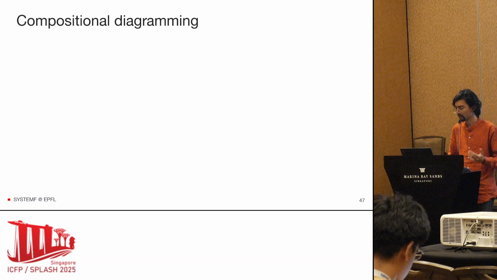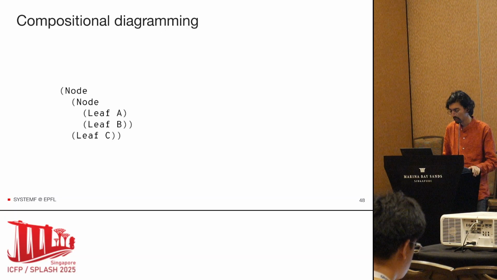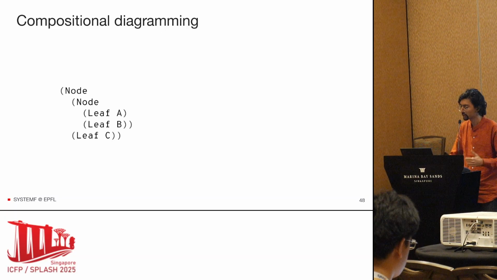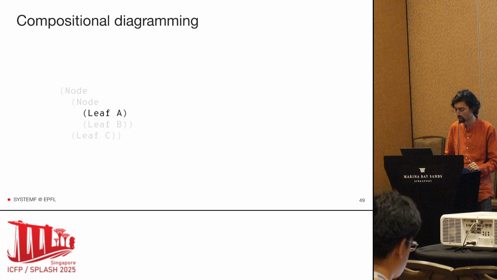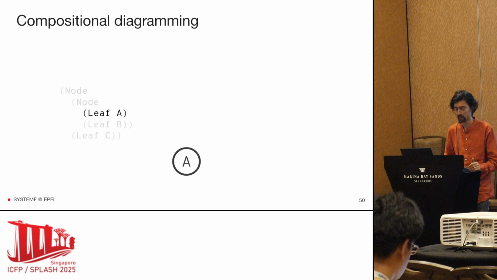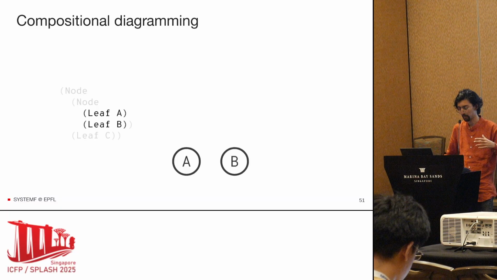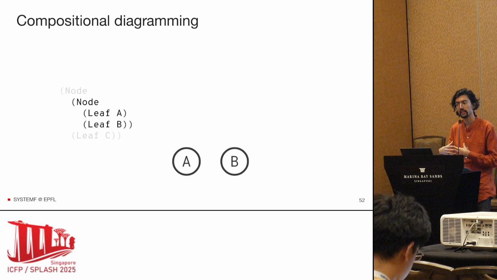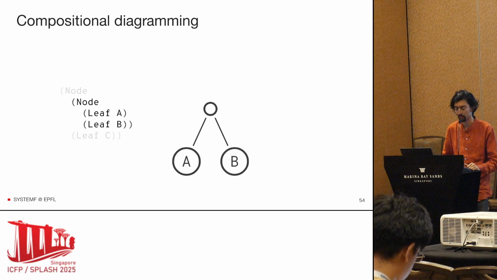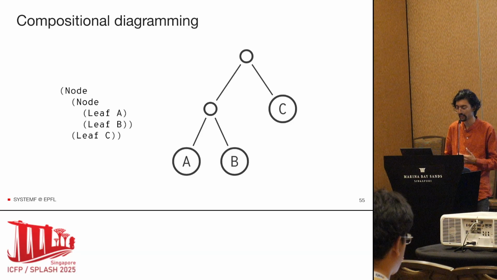Compositional diagramming is when a diagram is formed as the composition of subdiagrams mirroring the compositional structure of the object being represented. Take an example. Here's a tree, and to produce a tree diagram from this object, we would start with the leaf A, which is a circle with the label A, the leaf B, which is a circle with the label B, and I put them side by side, and now I see that they're both contained in a node. So for the node, I draw the parent node, and then I connect it to its children. And I repeat this process recursively, following the recursive structure of the tree, and I get the whole tree diagram.